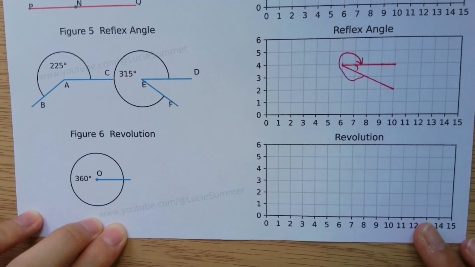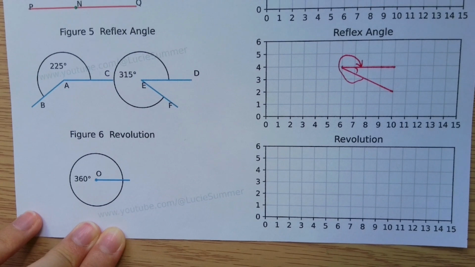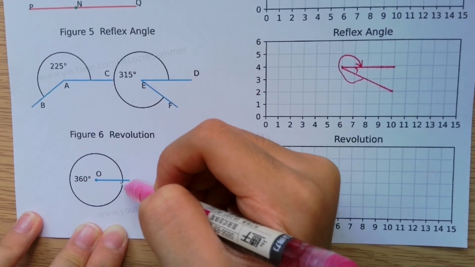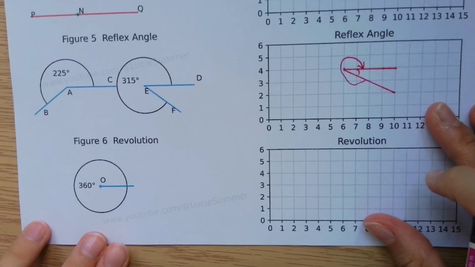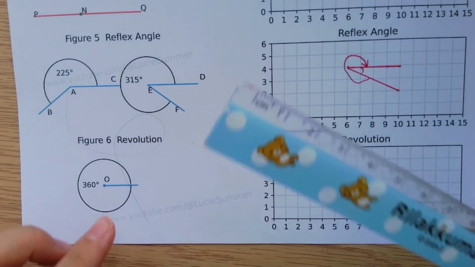A revolution is a complete turn, an angle of exactly 360 degrees. As you can see, this is a complete turn over here. So now I'm gonna show you how to draw a revolution.